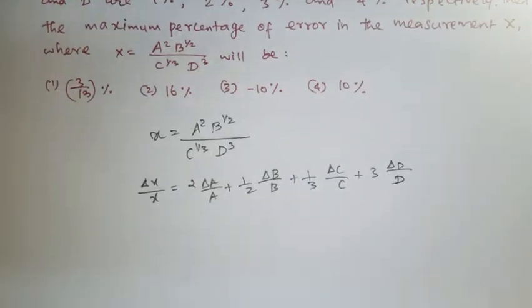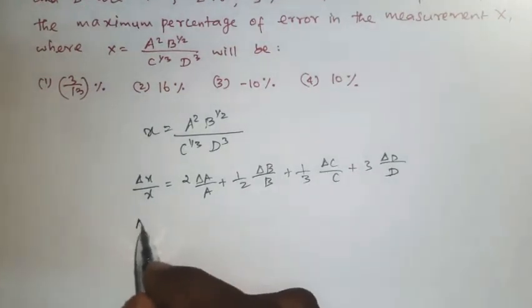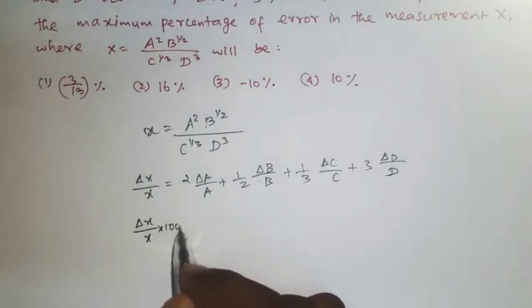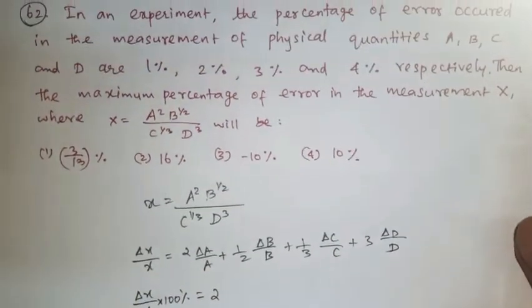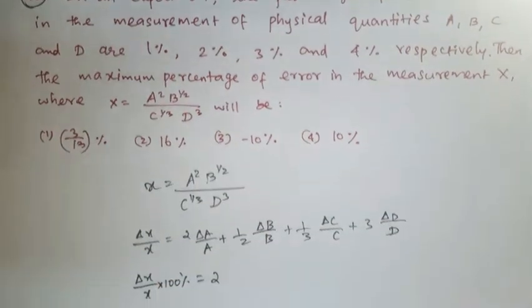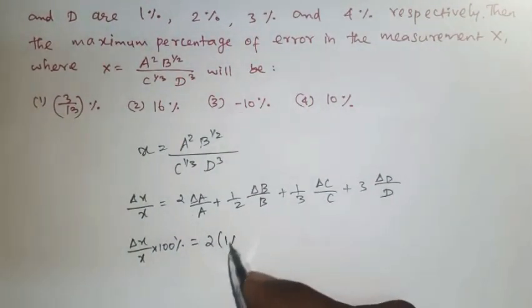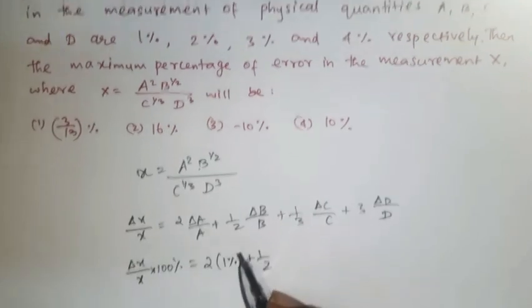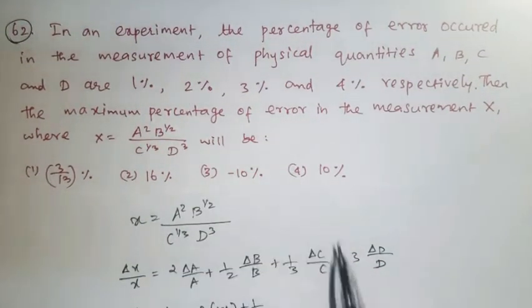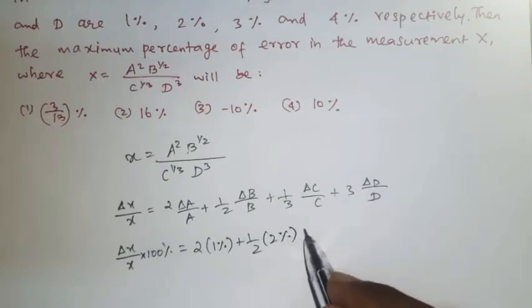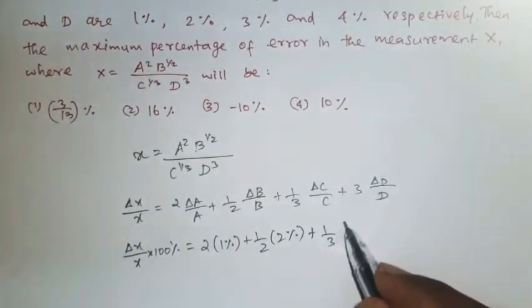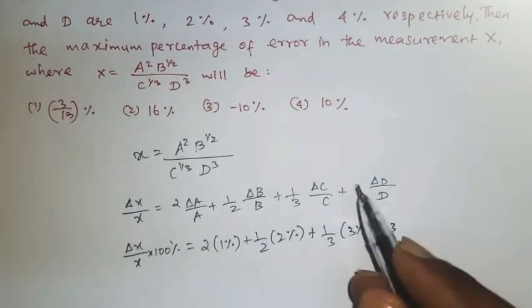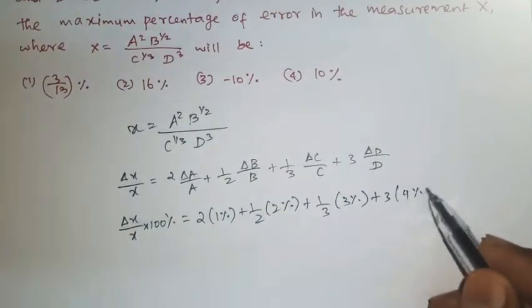Now we can include the percentage error. So del x by x into 100 is the percentage. Here the percentages are given. So del a by a is 1%, plus 1 by 2 del b by b is 2%, plus 1 by 3 del c by c, that c percentage is 3, plus 3 del d by d, for d percentage is 4, here 4%.